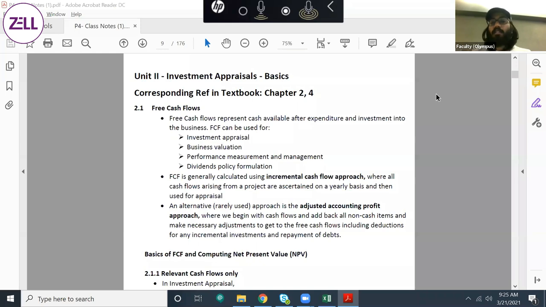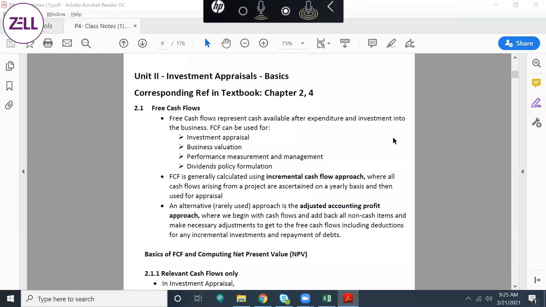Now, an alternative approach is something called adjusted accounting profit. Do you guys know how do you prepare your cash flow statement? Yeah. Guys, how do you prepare your statement of cash flow?